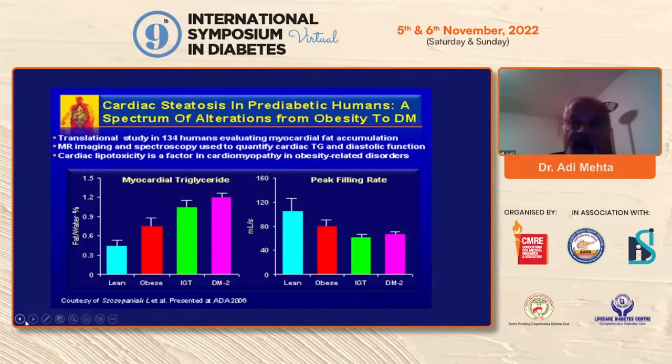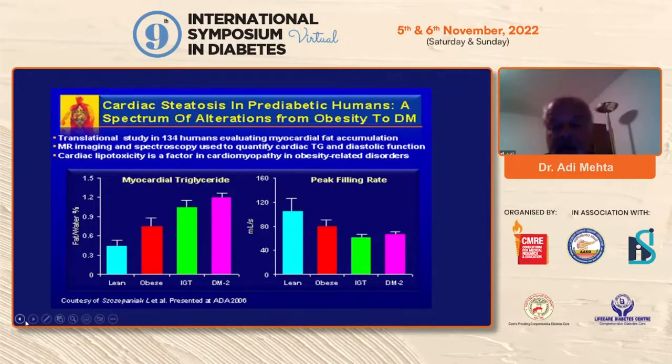In a study that was done with endocardial biopsies, relating the biopsies to the glucose state, just as Dr. Hanif pointed out, the disease starts before the surrogate marker is clearly abnormal. So here you see that obesity and impaired glucose tolerance already caused a significant amount of myocyte triglyceride, and diabetes just further enhanced it.